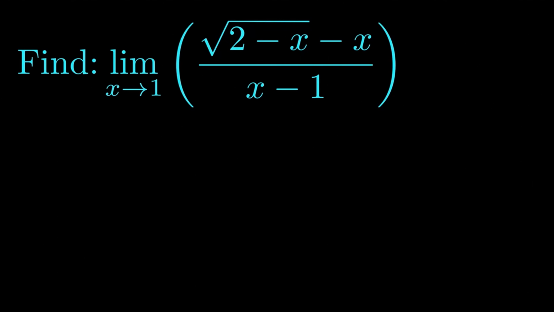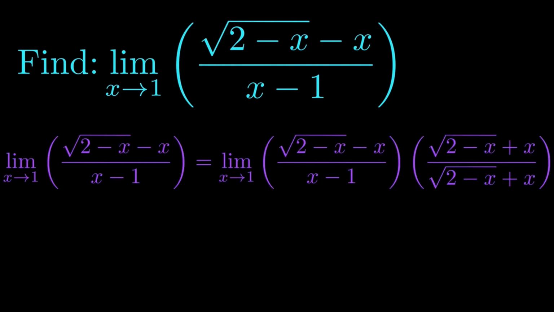Find the limit as x approaches 1 of the square root of 2 minus x, minus x, divided by x minus 1. Now, when you're evaluating limits that involve square roots, what you want to do is try to rationalize the numerator or denominator depending upon where the square root is located. We can do that by multiplying the numerator and the denominator by the square root of 2 minus x plus x for this particular problem.